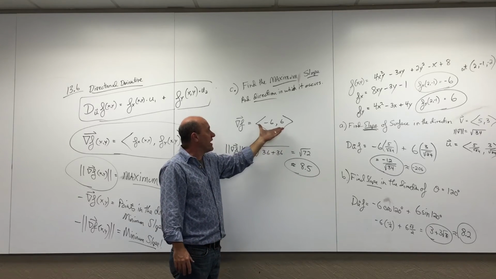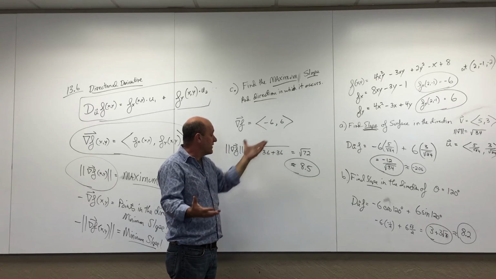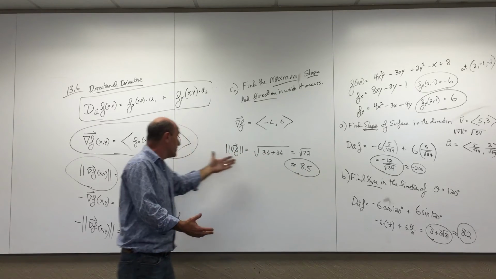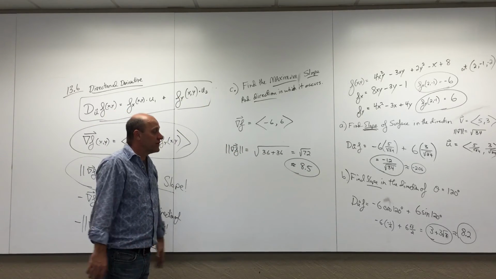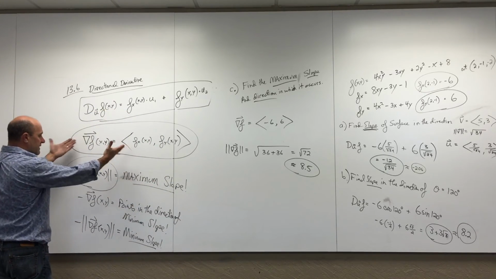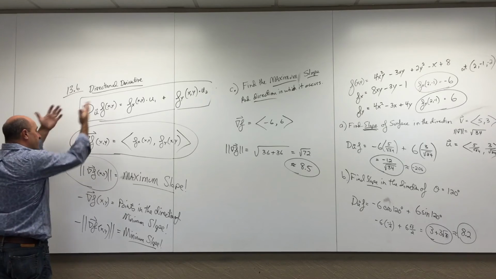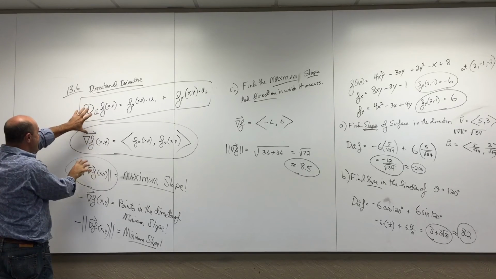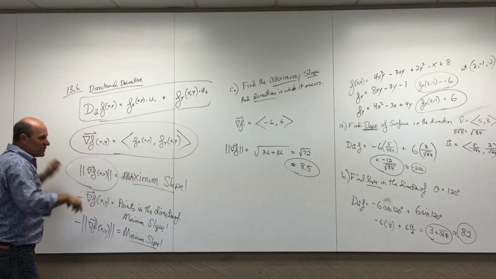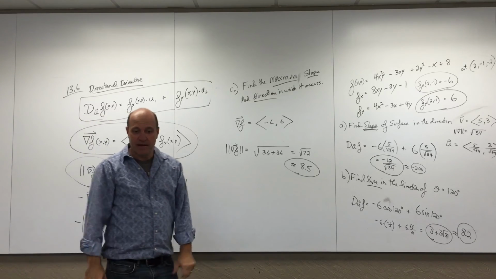So this is the direction. I don't necessarily need an angle, and this is the actual slope, the max slope, and the direction in which it occurs: the gradient and its magnitude. Big, important ideas in 13.6. And there's a little more to it actually than this, but I'll quit today.